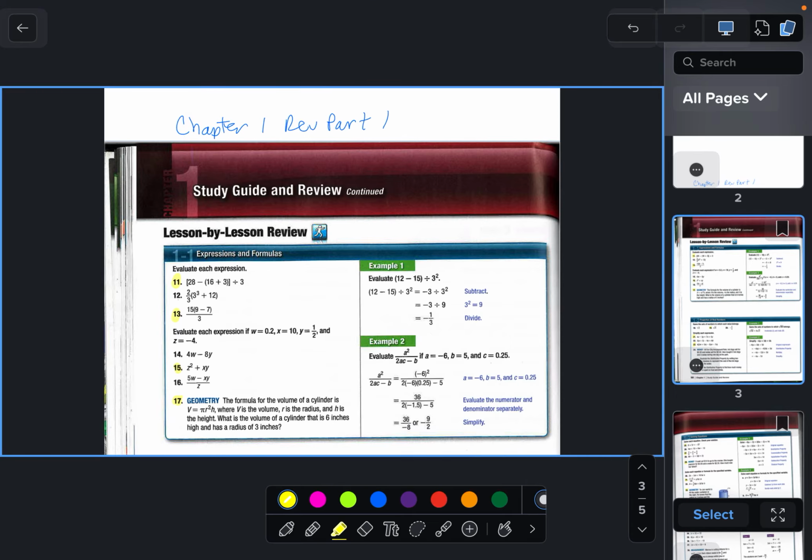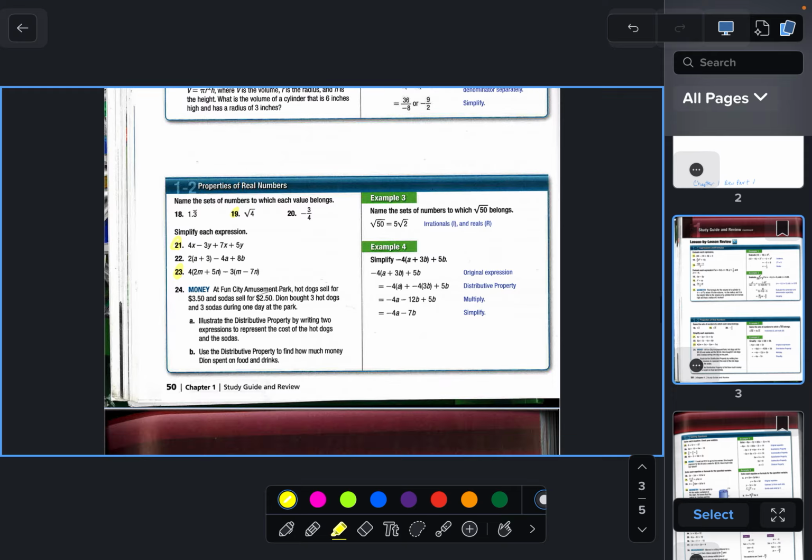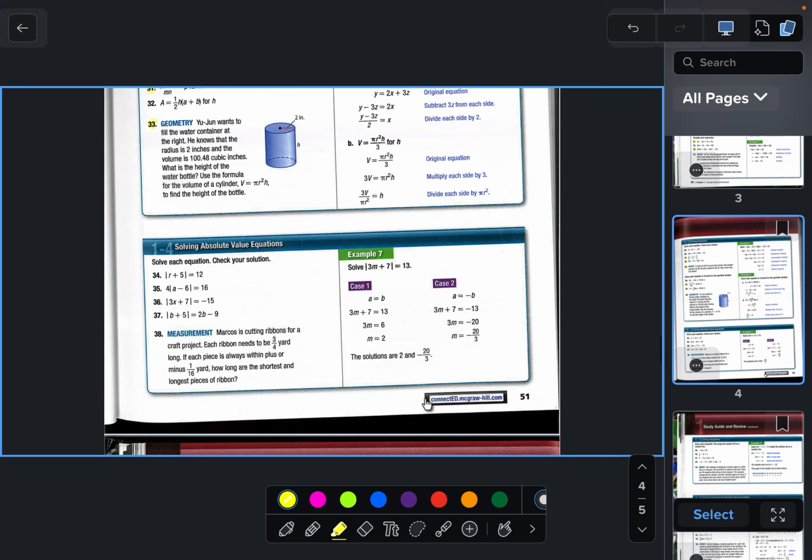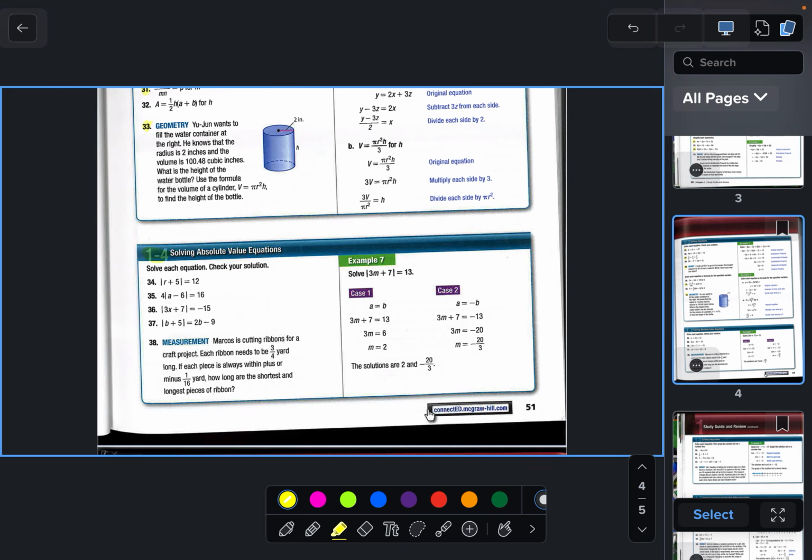So at the top of your paper, Chapter 1 Review, Part 1. For Lessons 1-1, 1-2, and 1-3, you're only focusing on the odds because we just took a quiz of that stuff that could be good. But Section 1-4, we're going to do all of those, okay? And that's what I really wanted to talk about in today's class.